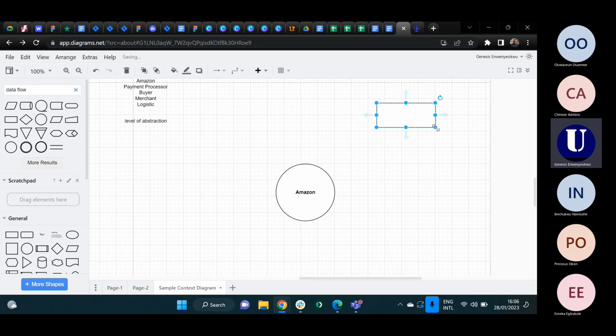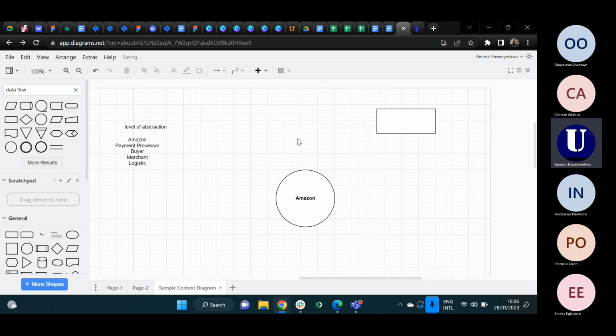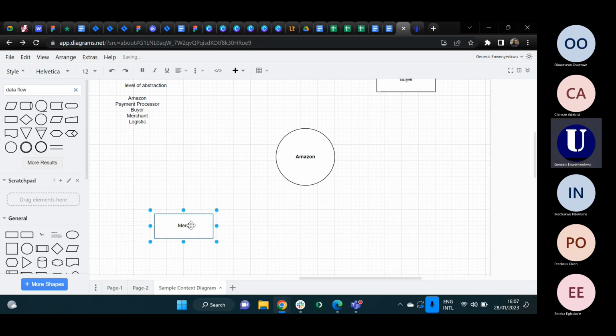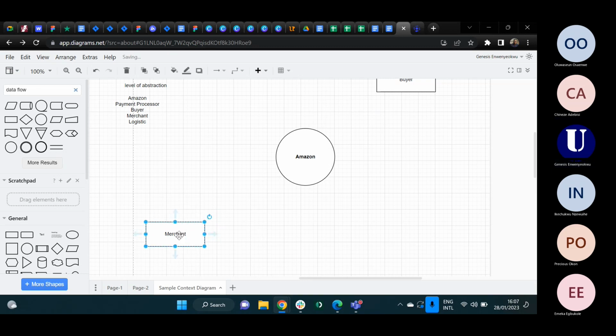There are several of them, but just for the sake of the class explanation, these are the ones we're going to be looking at. We're going to be looking at the buyer, right? The buyer interacts with Amazon by looking at the website, looking at items and all of that. We have the merchants, right? Merchants are the ones that place items they want to sell.